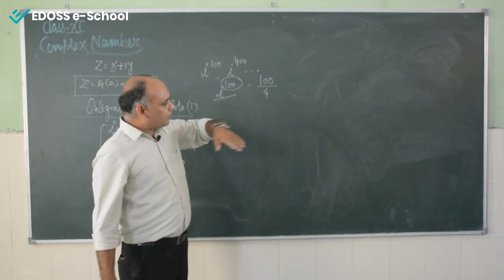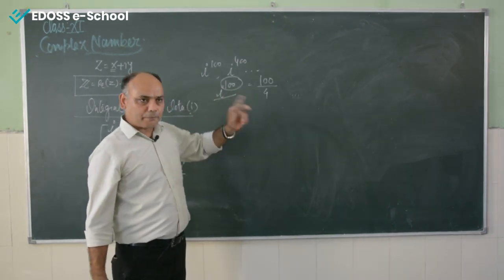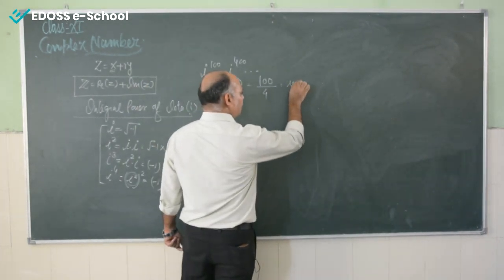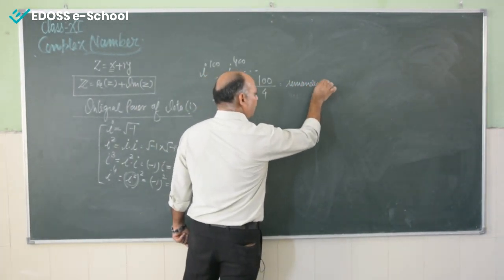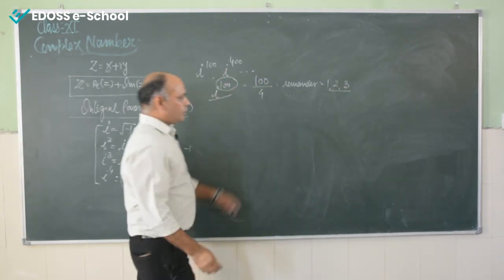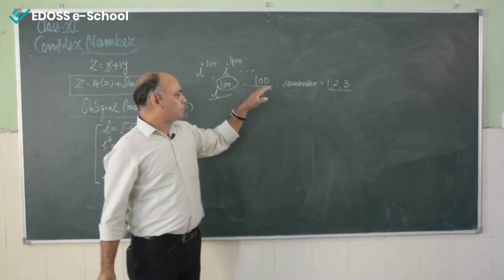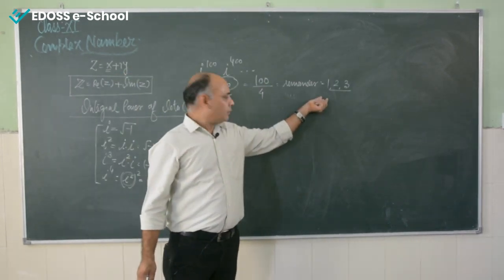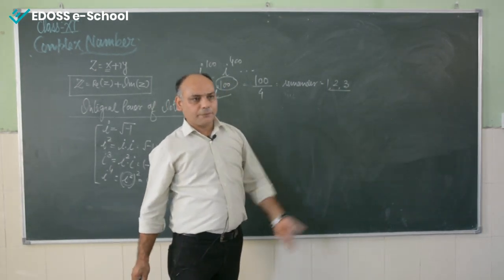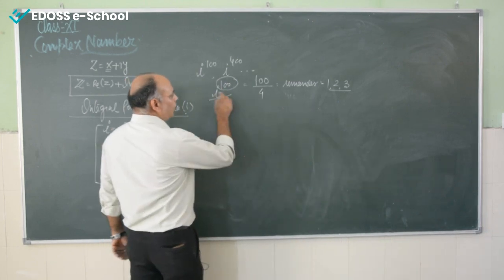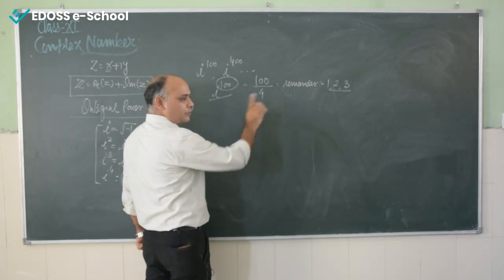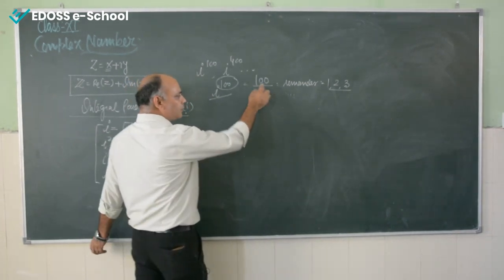If it is divisible by 4 completely, then its value will be equal to 1. Otherwise, the remainder can be 1, 2, or 3. If you divide any power by 4, the remainder can be 1, 2, or 3, or it is completely divisible. In the case of iota to the power 100, I have divided 100 by 4. This is the first step: you have to divide the power by 4.